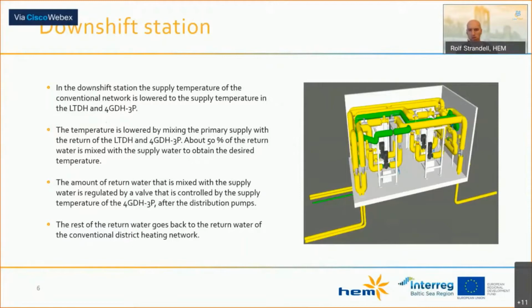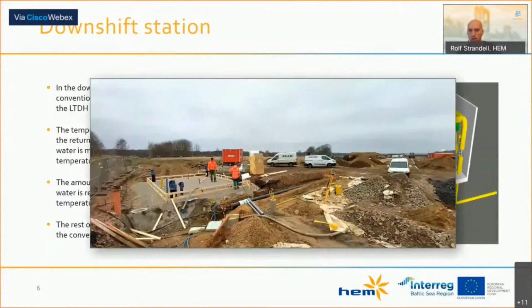And the valves in this building are regulating the temperature, so we see that we get the right temperature. And then the rest of the water goes back into the main pipes and lowers the temperature of the whole network. And right now we are looking at this. This is a building on the site that we're building. So we're on the way to building this.